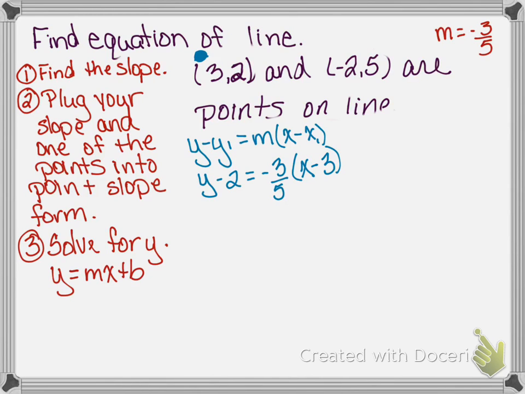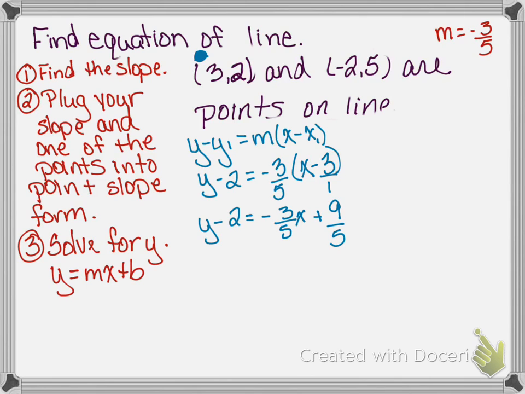So before I can put it in y equals mx plus b format, I've got to solve for y, and before I can add 2 to both sides, I need to distribute that negative 3/5. So I'm distributing the negative 3/5 first. So I have y minus 2 equals negative 3/5 x. Okay? Negative 3/5 times negative 3/1 is going to give me 9/5.